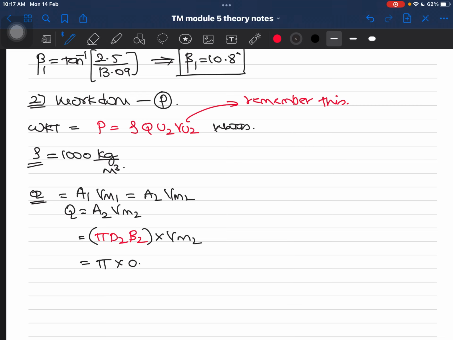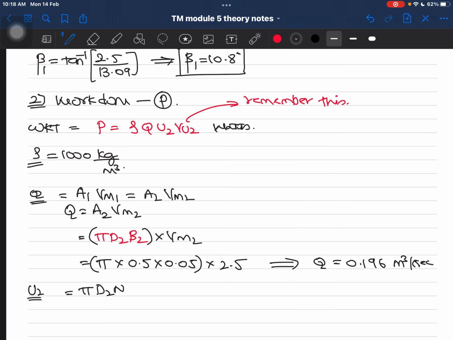It would be pi into 0.5 into 0.05 into 2.5. So from this the value of Q would be 0.196 meter cube per second. So that is the Q value we have calculated. What else is remaining? U2. I guess U2 is easy.